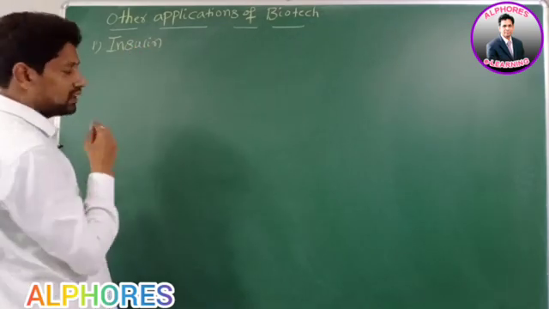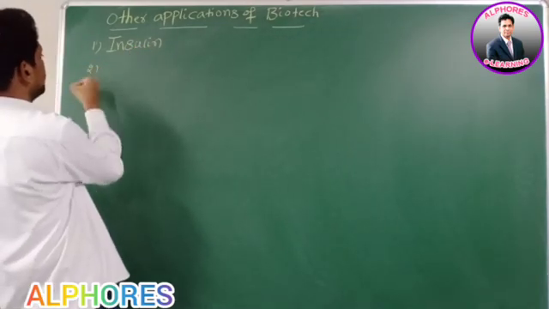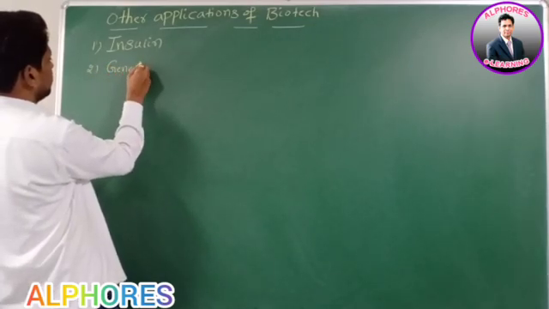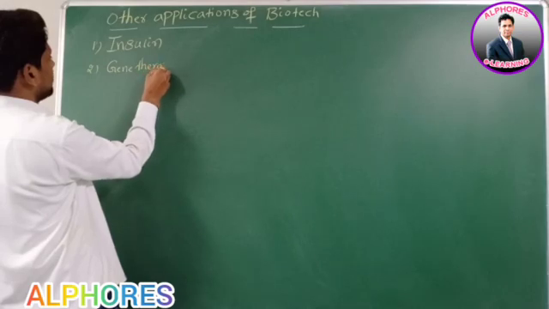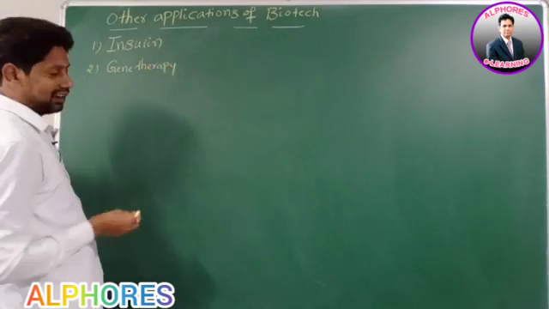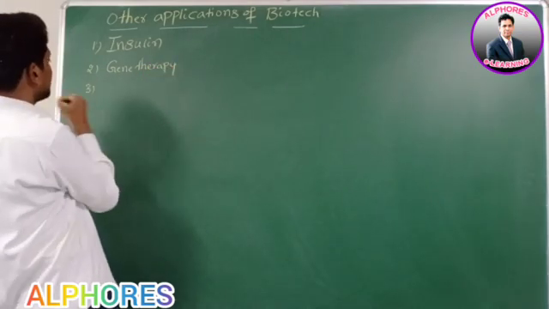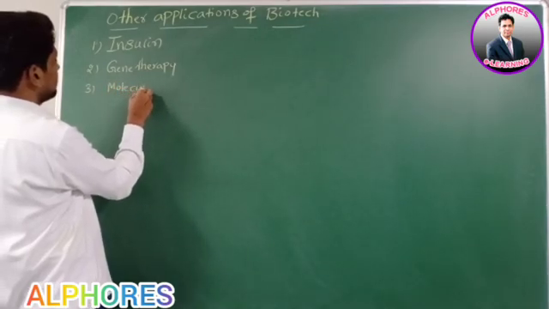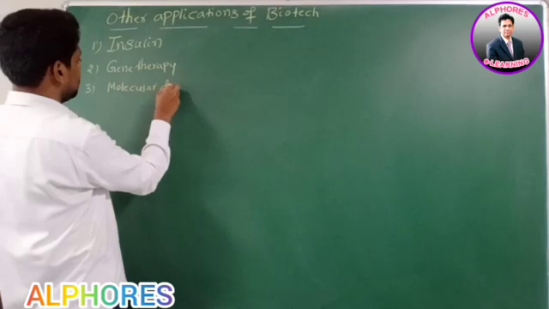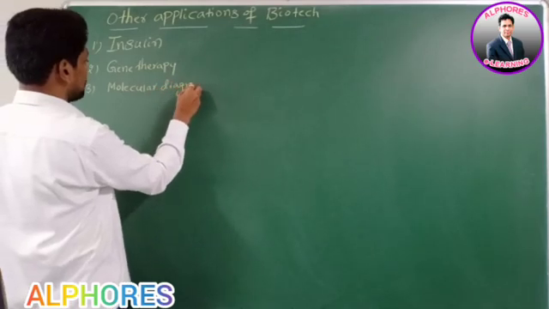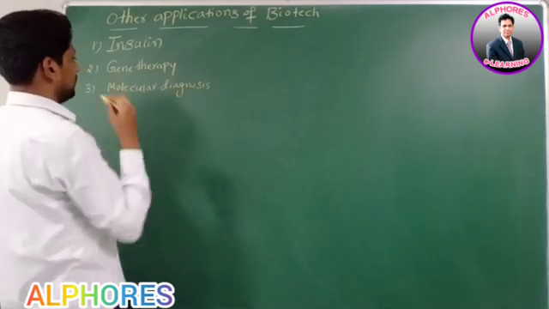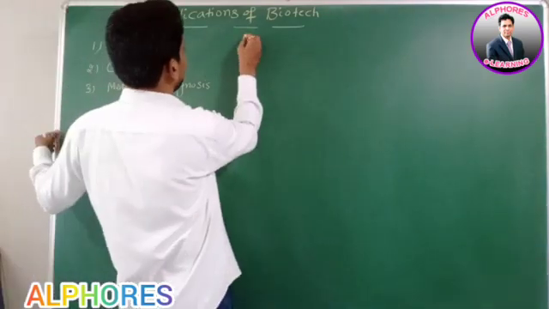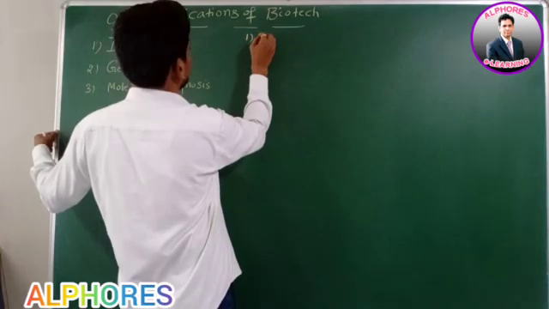What is the first one? Insulin. Number two, the second one is gene therapy. What is the second one? Gene therapy. And the third one is molecular diagnosis. What is the third one? Molecular diagnosis. Is it okay? Go for the first one. What is insulin?